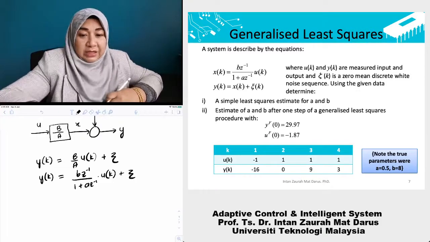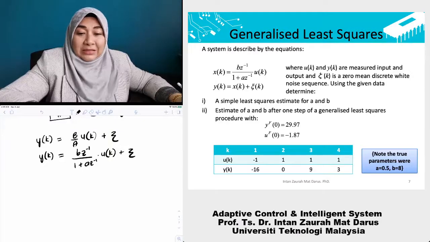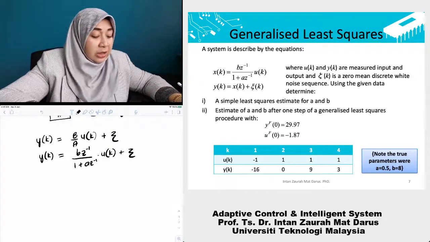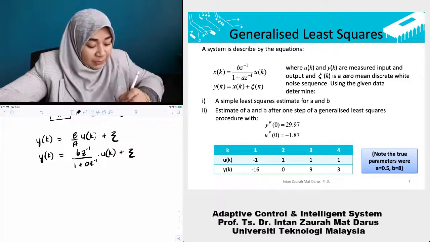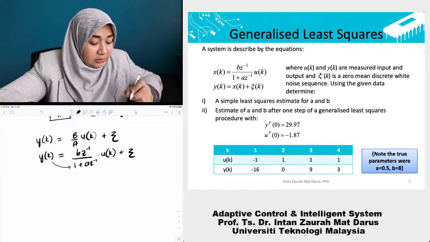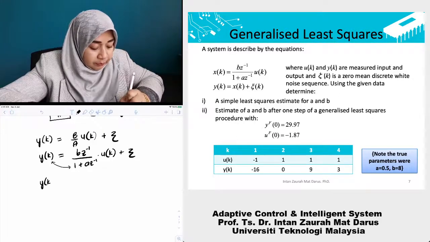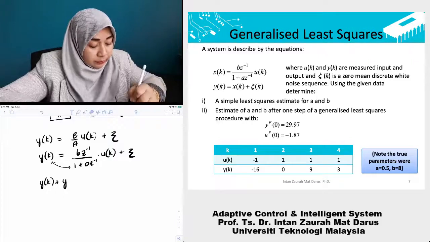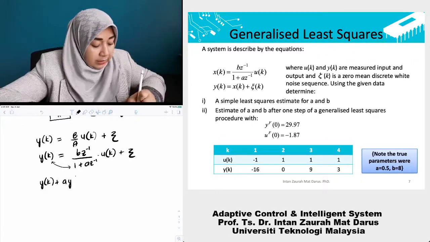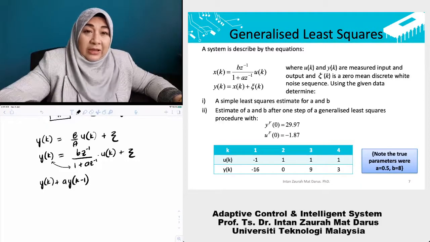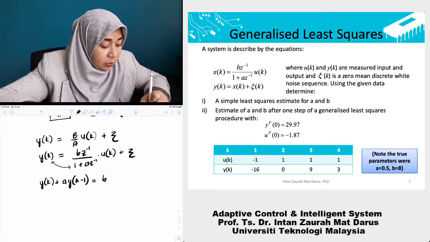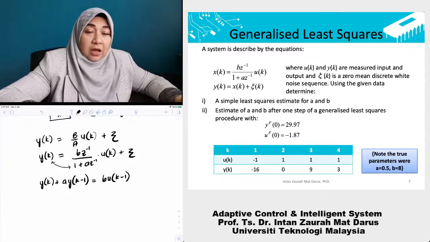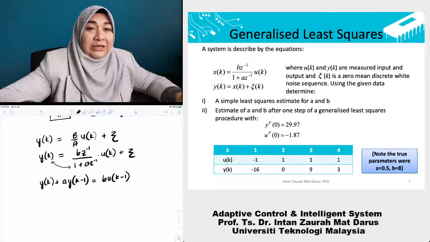Then I expand this equation further by multiplying yk with 1 plus a z minus 1 to remove the denominator of this equation. You can see that the noise zeta will also be multiplied with my 1 plus a z minus 1. So if I multiply yk with that, it is going to give me yk plus a yk minus 1. Why is it so? Because when you multiply yk with z minus 1, it becomes delayed data by 1, so that's why we get yk minus 1. Similarly, for the other side, you're going to have b uk minus 1, because when you multiply uk with z minus 1, it gives you delayed data.